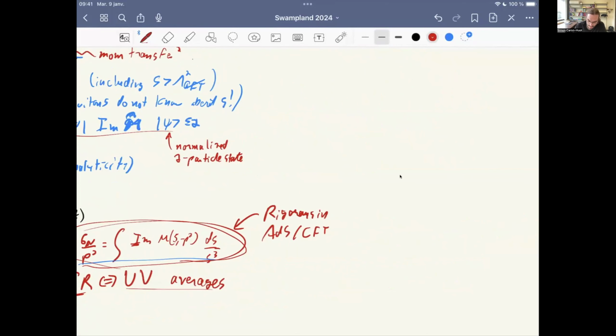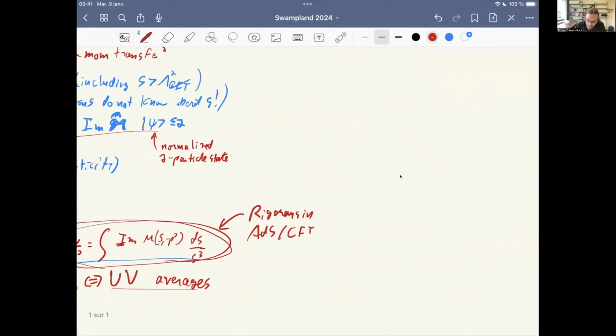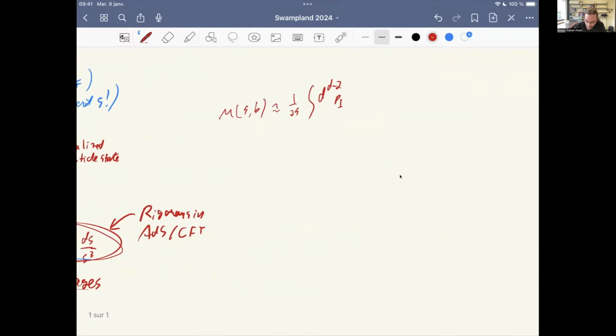So one thing which is often common to do is to look at the amplitude as a function of energy and impact parameter. That would be something like 1 over 2s times the integral over momentum transfer of the scattering amplitude at that energy and momentum transfer. It's just a Fourier transform, and I'm missing some factor of 2 pi.